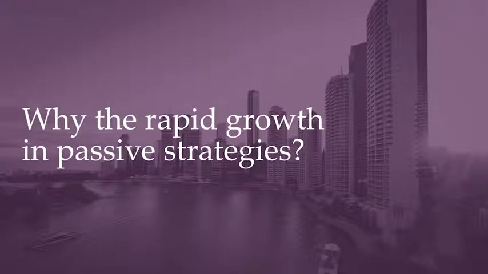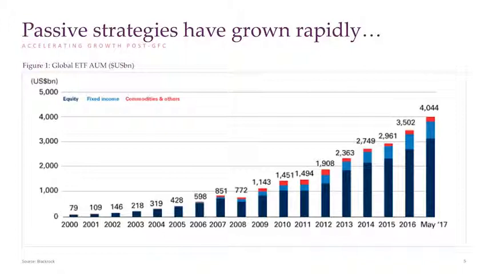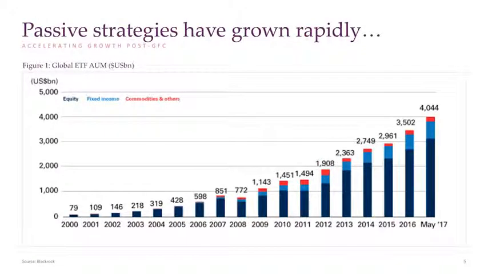So in terms of the actual growth in passive, well, it's actually been around for a long time. Jack Bogle launched the first index mutual fund in 1985. But what we have here on this bar chart is an illustration of the growth in passive since the turn of the century, 2000. So what this depicts, just by way of summary, is the growth in global ETFs since 2000. The dark blue bar is equities. The light blue bar is fixed interest, and then the little red bit there is commodities and other.